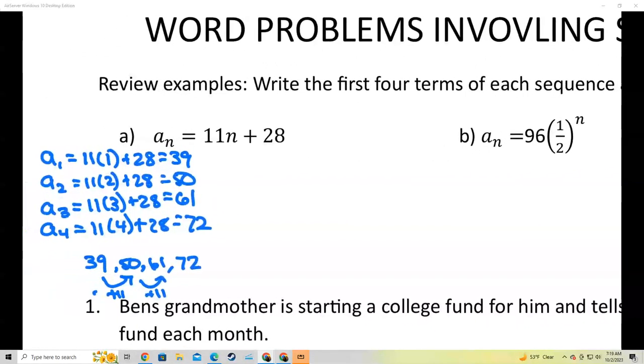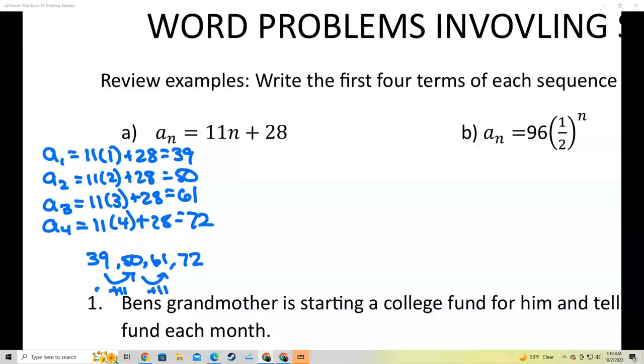Remember that the recursive formula has two parts to it. The first part is, what is the first term? Well, that's easy. The first term is 39. Let me go ahead and write that using a highlighter.